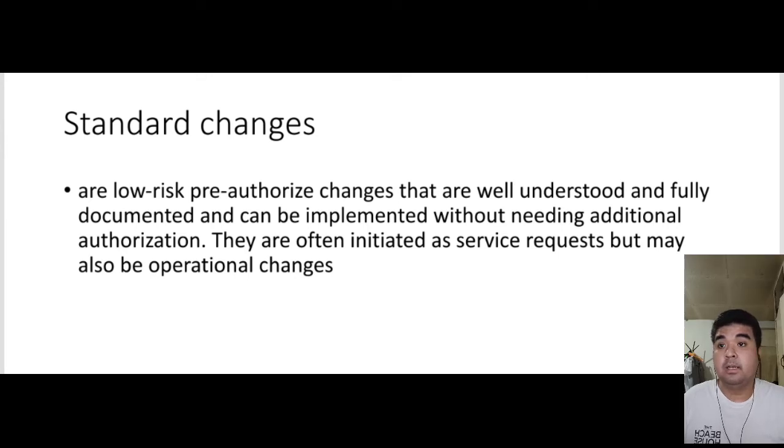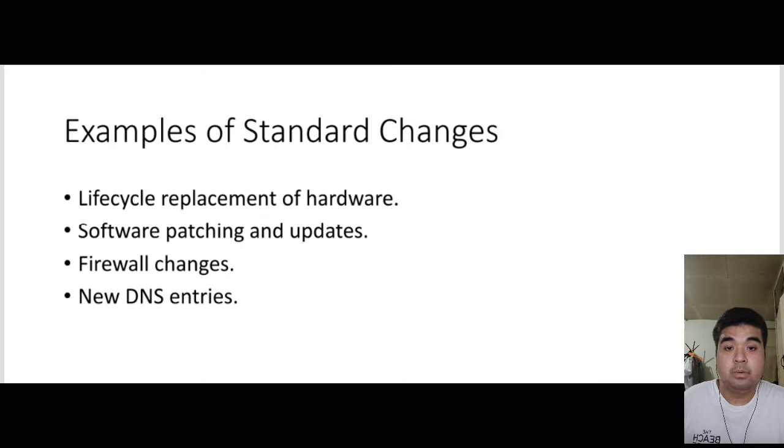Change control, there are two types of changes. First is standard changes. Standard changes are low risk, pre-authorized changes that are well understood and fully documented and can be implemented without needing additional authorization. They are often initiated as service requests but may also be operational changes. Examples for standard changes are life cycle replacement of hardware, software patching and updates, firewall changes, and new DNS entries.